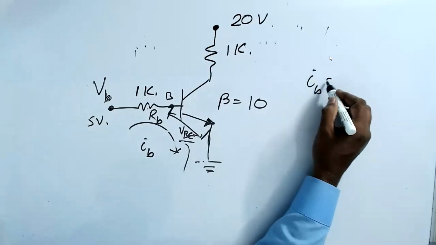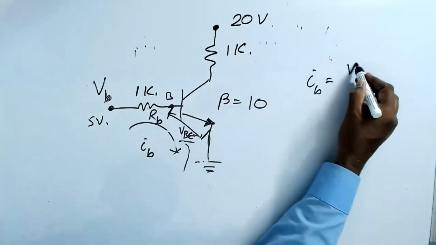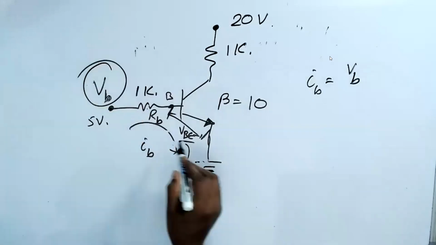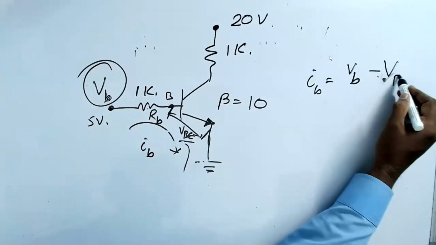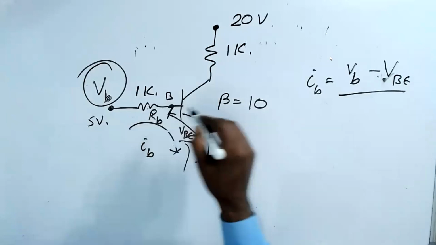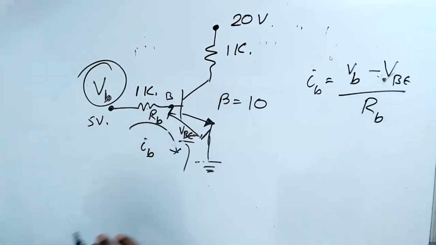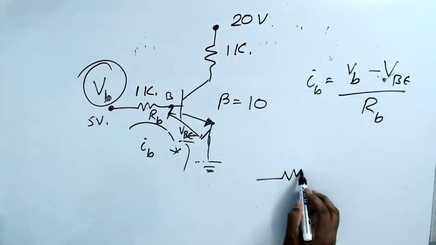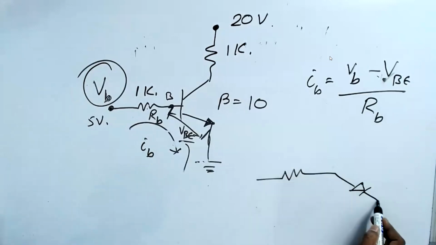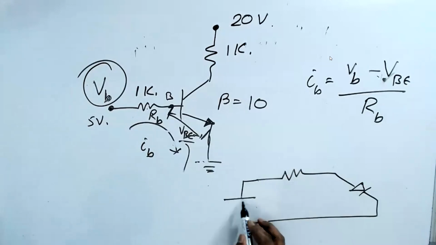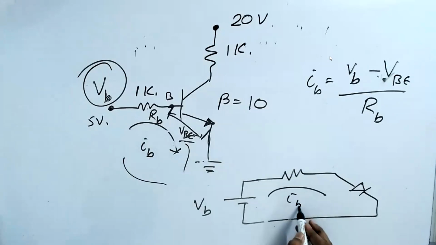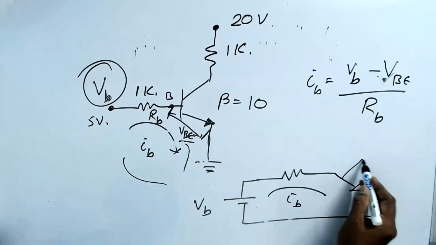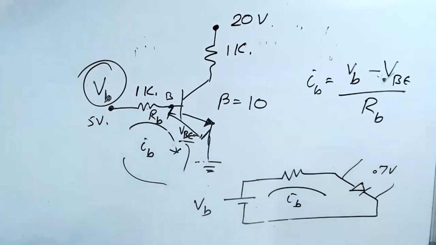IB is equal to VB minus 0.7, or VBE, divided by RB. Understand that? You draw only that circuit. I have a diode. This is what the equivalent is. This is IB. You understand now? This is 0.7 volt. Sorry. So this is RB.